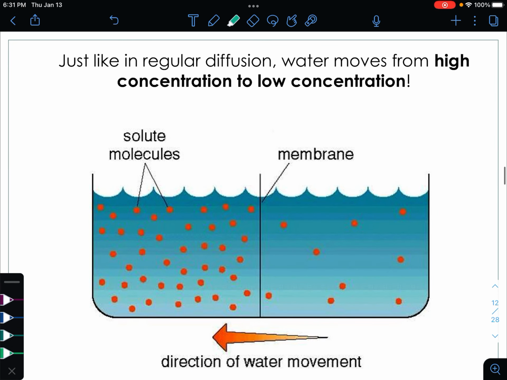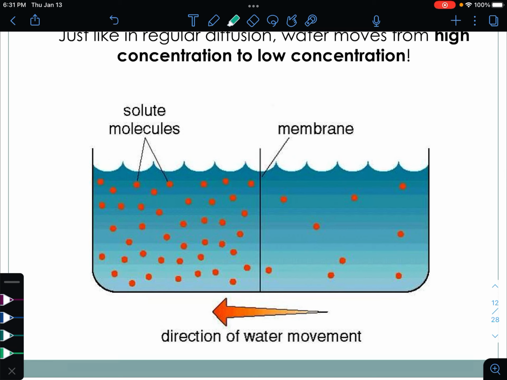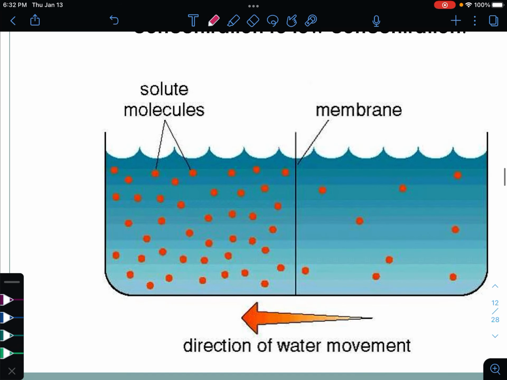So just like in regular diffusion, water is going to move from high concentration to low concentration. If we take a look at this example here, we're going to say that these orange solute molecules cannot move through the membrane. So in order for us to reach equilibrium in this example, some of the water is going to have to move from right to left. That's the only way that we can reach equilibrium here.